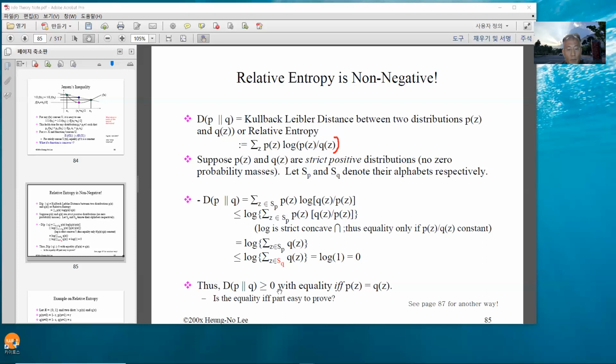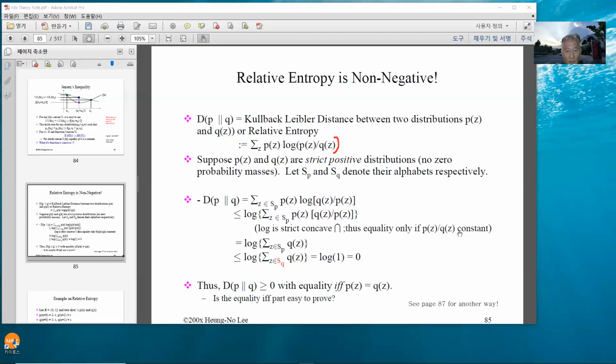Now we need to think about when we get equality. So in order to get equality, we need to get equalities in two places. First place right here, second place right here. So let's take a look at the first place. This is the average of function and then function of average. This is based on Jensen's inequality. And Jensen's inequality says the equality is met when this ratio is constant. So equality only if P(Z) over Q(Z) is constant. Okay, so equality means that Q(Z) over P(Z) is constant.